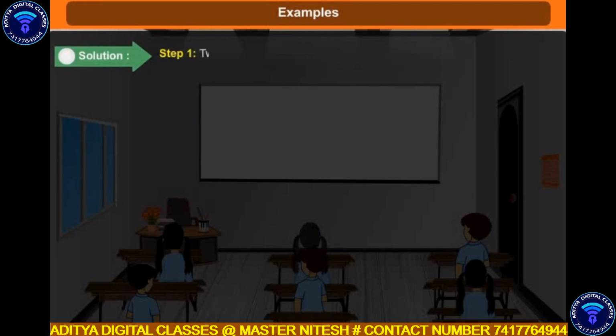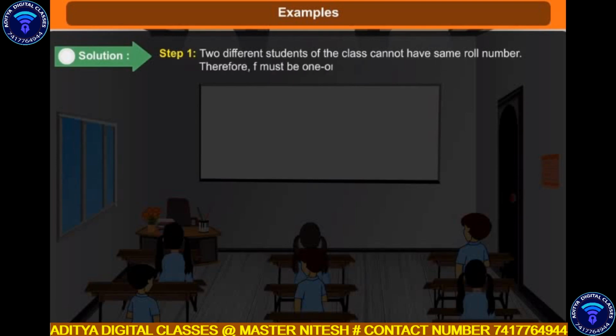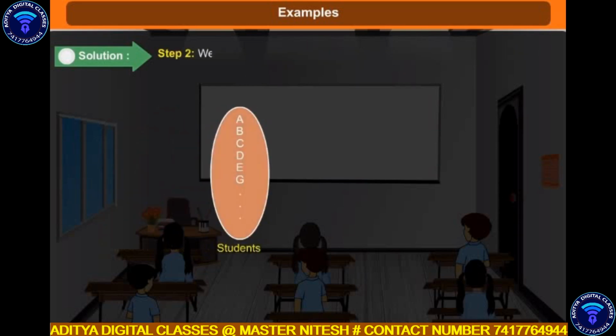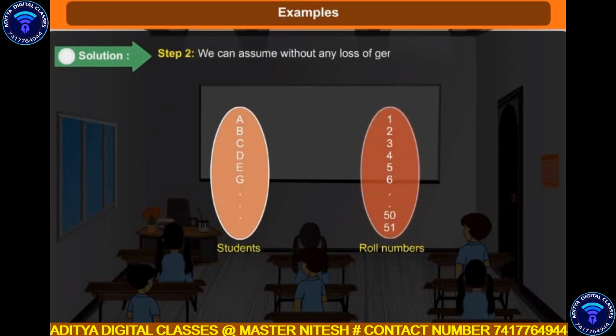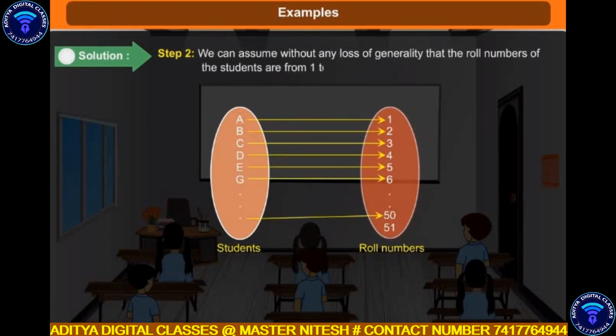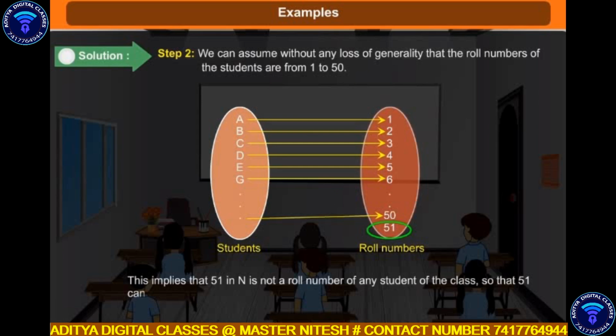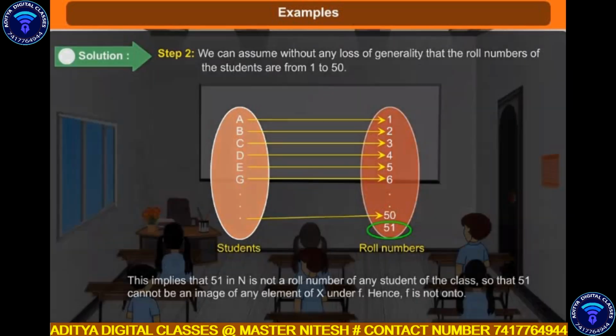Solution. Step 1. Two different students of the class cannot have the same roll number. Therefore, f must be one-one. Step 2. We can assume without any loss of generality that the roll numbers of the students are from 1 to 50. This implies that 51 in N is not the roll number of any student of the class, so that 51 cannot be an image of any element of A under f. Hence, f is not onto.